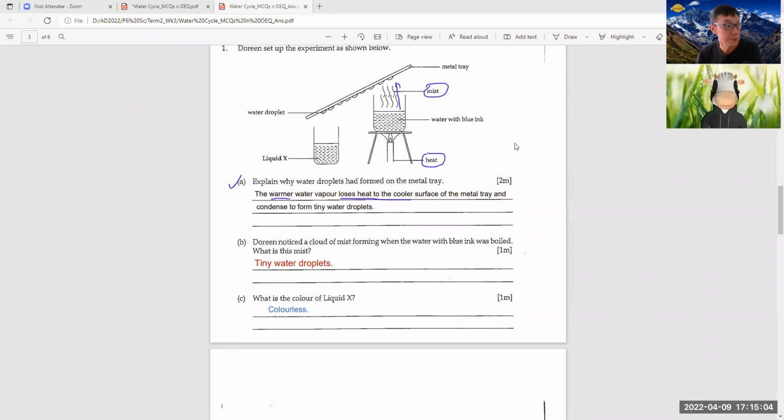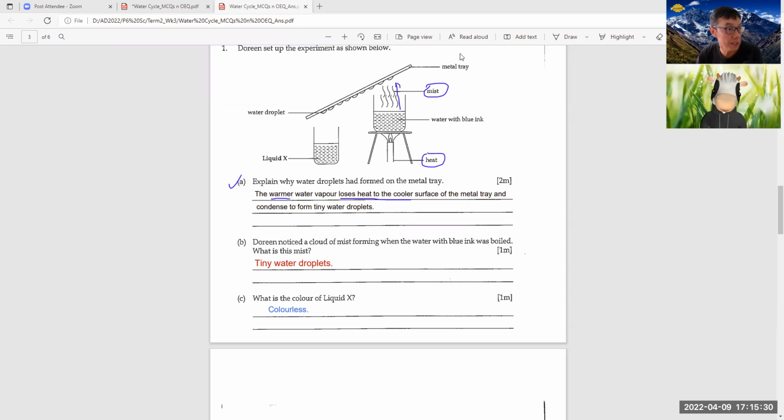Okay, now we examine the next questions. This is open-ended questions. And this setup, when you go secondary one, you'll be able to do this experiment in the laboratory. So water is mixed with blue ink and being heated by a Bunsen burner. As this mixture is being heated, water will evaporate. So actually you can draw the blue arrow to indicate water evaporate.